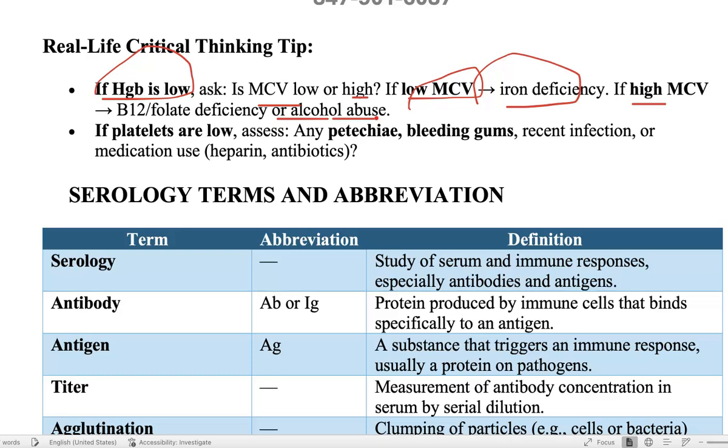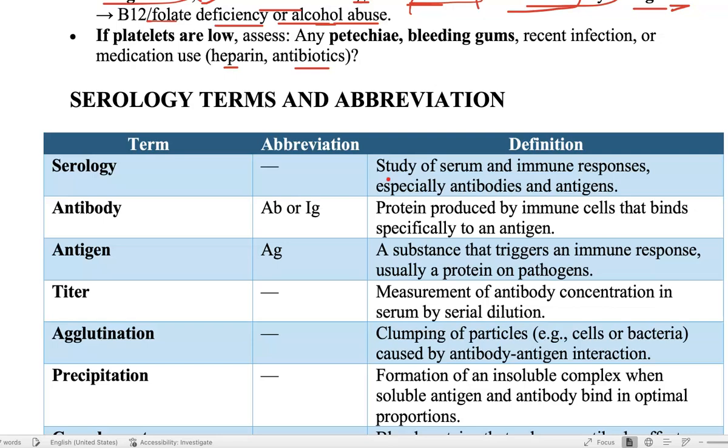Or even your PA exam, whatever you need these labs for, you must be able to critically think and apply this. They won't just give you those labs and words directly. If hemoglobin is low, you want to ask yourself, is MCV low or high? If it is low MCV, you know it is iron deficiency anemia. If it is a high MCV, you know it's B12 or folate deficiency or alcohol abuse. If platelets are low, you want to assess any petechiae, bleeding gums, recent infection, or medication use, heparin, antibiotics, and so on and so forth. You want to assess that.